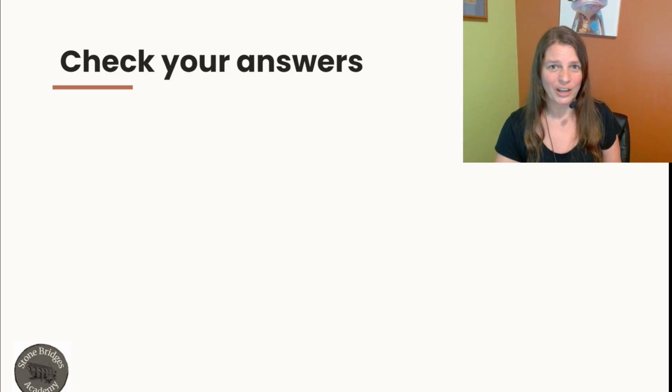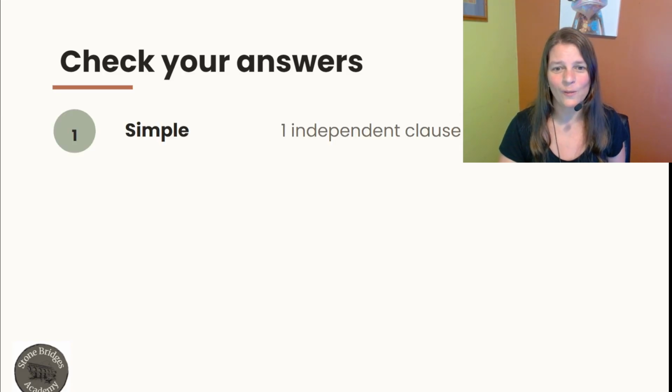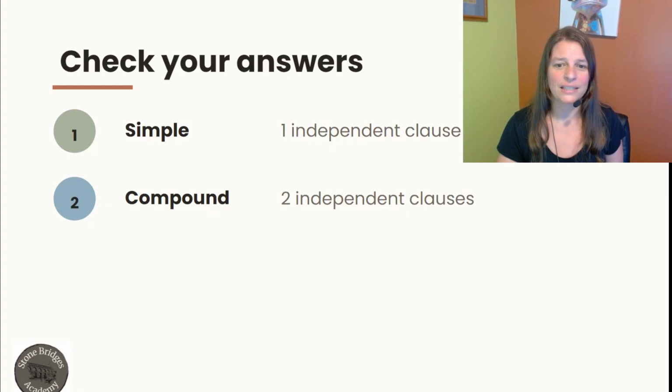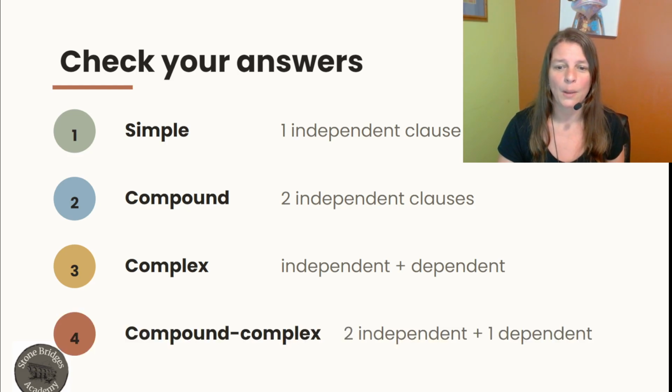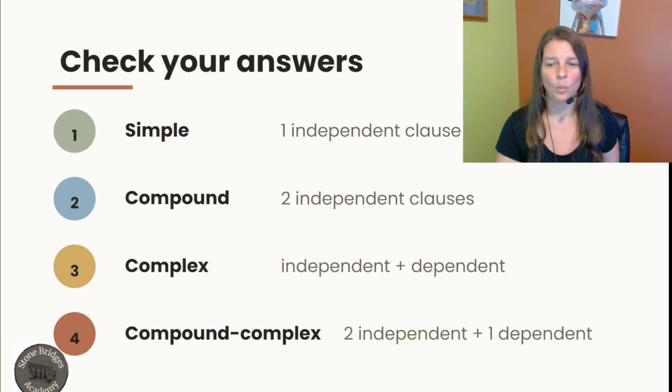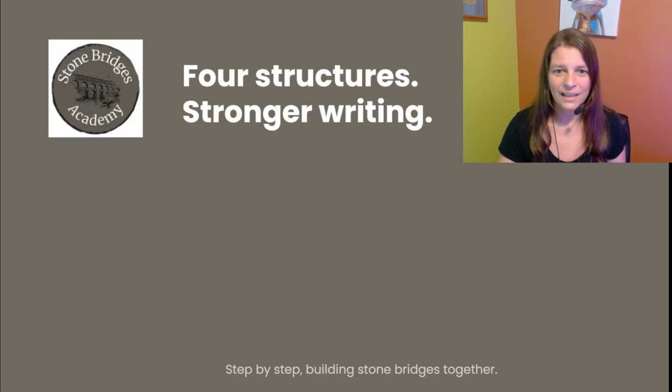All right, let's check your answers and see how you did. Number one was a simple sentence. It was one independent clause. Number two is a compound sentence with two independent clauses joined by fanboys. Number three was a complex. We had an independent and a dependent. And number four was a compound complex sentence, two independents and one dependent clause.